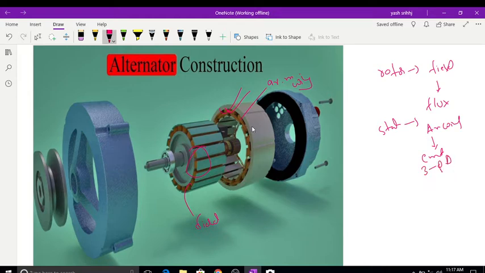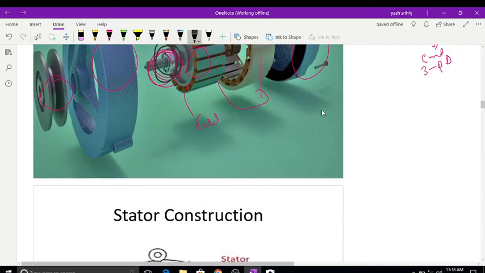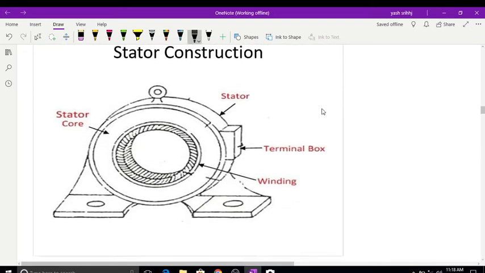So these are the protection. To protect the stator and rotor, we have end covers, and this is also an end cover, fitted with the bolts, and these are the bearings. Look at this one here. Bearing is available. By using this bearing, the rotor will rotate very smoothly. So this is the stator construction.